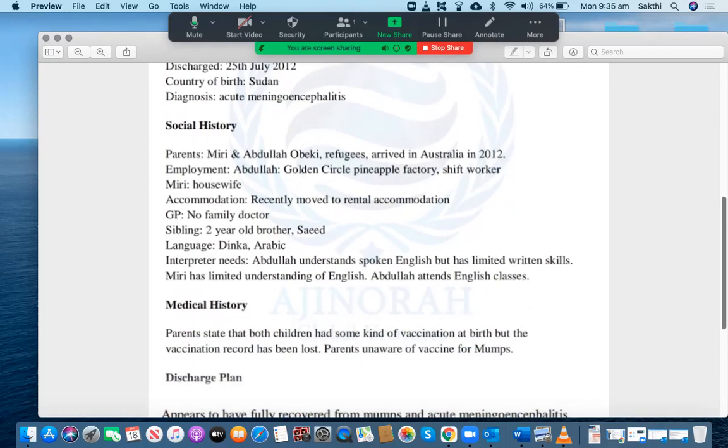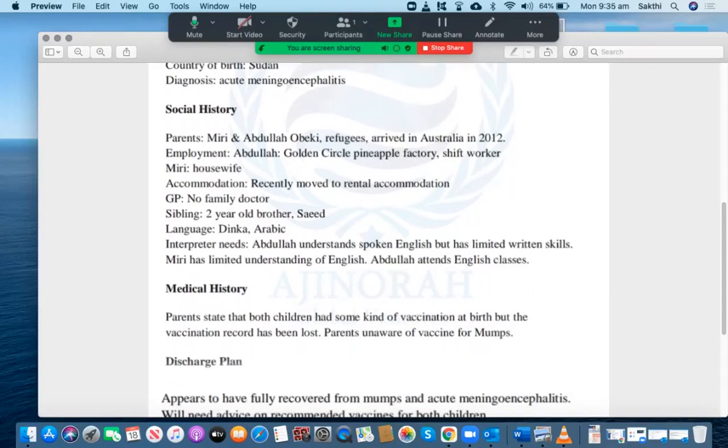All right, parents, Abdullah Bekhi, refugees arrived in Australia. Look at this one. Instead of writing arrived in Australia, she could have used something else. They came to Australia in 2012. Okay, they have immigrated to Australia in 2012 as refugees. Okay, they have come. So she should have used a range of words. Remember that vocabulary is one of the key assessment factors if you're aiming at B grade plus.